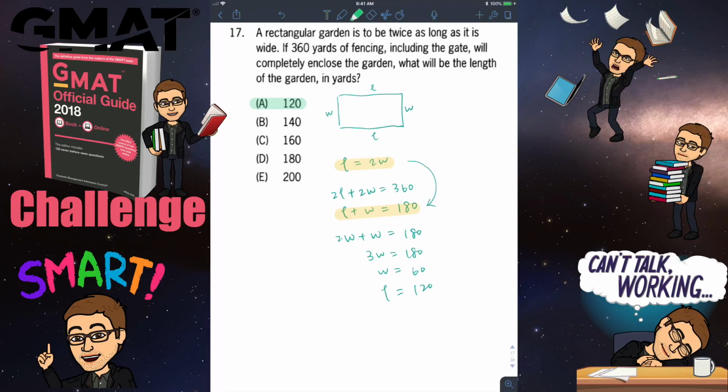Questions like this are pretty easy. To help understand the question and also summarize the information, a sketch of the diagram is strongly recommended. Also, watch out for which quantity they're asking. Are they asking you the length or the width? So make sure you're answering the correct one.